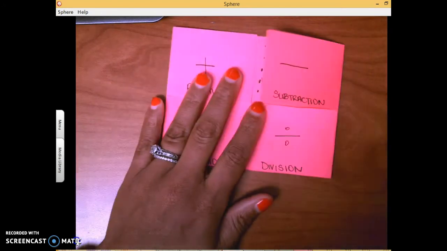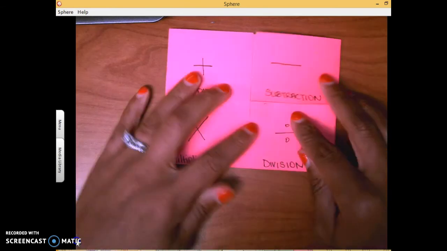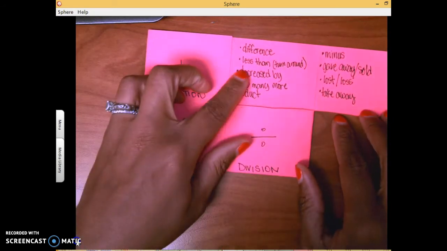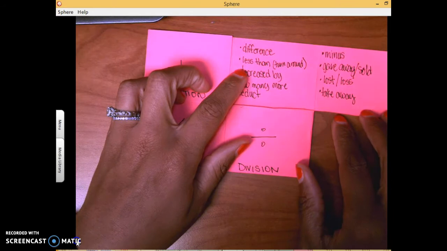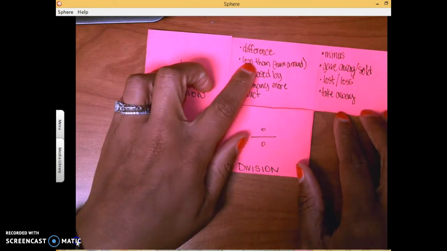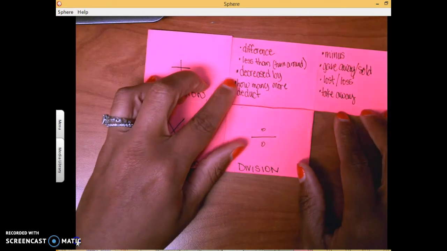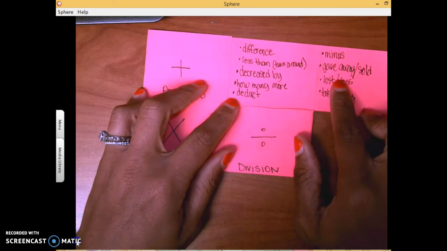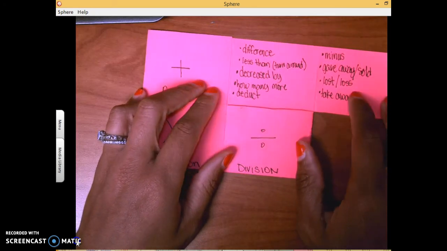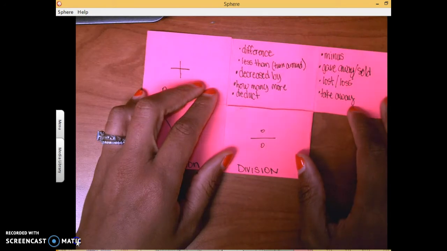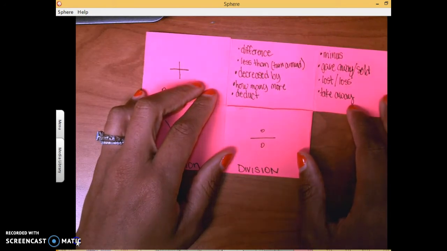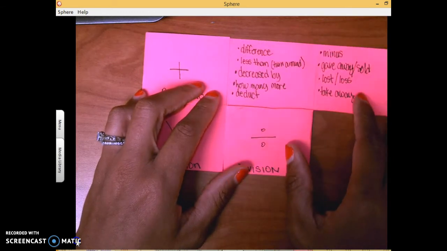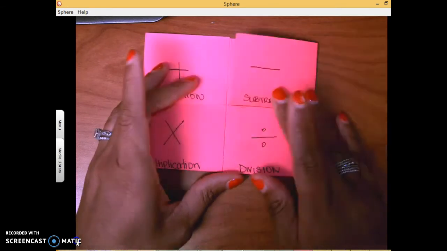Okay, great. Hopefully you came up with a lot of different words for adding, subtracting, multiplying, dividing. So here's some of my other ones. We have difference, less than, which again is a turnaround word. So that if I say 5 less than 7, that's 7 minus 5. Decrease by, how many more? Deduct, minus, gave away or sold, lost or loss, or take away. These are just a few common words that you'll see in word problems that stand for subtraction. Okay? Hopefully you wrote at least half of these words. Let's go on to the next one.